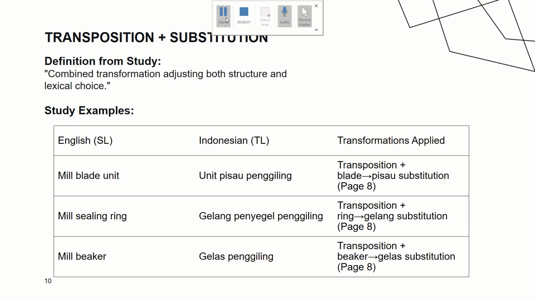Another combined type adjusting both structure and lexical choice. Example, mill plate unit becomes unit piringan penggiling. Transposition plus substitution of plate with piringan. Mill sealing ring becomes cincin penyegel penggiling.